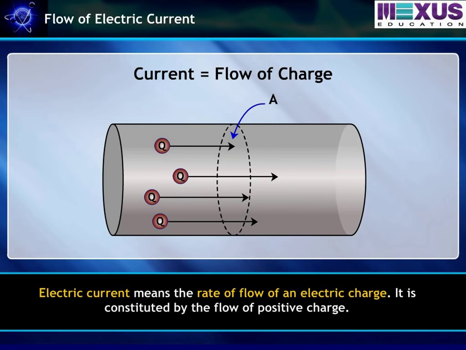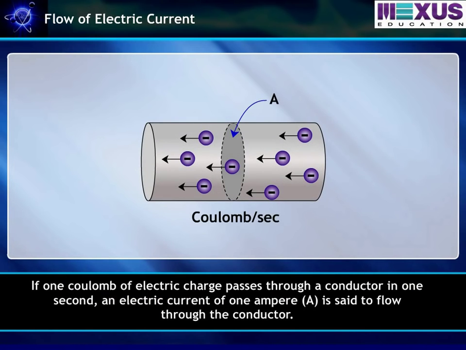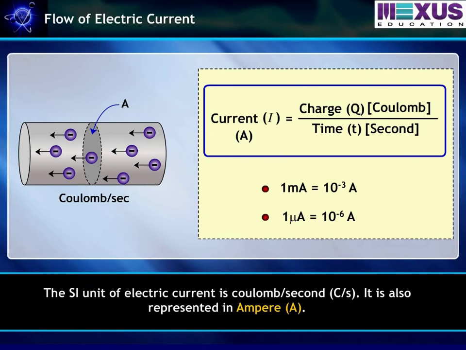Electric current means the rate of flow of an electric charge. It is constituted by the flow of positive charge. The net quantity of an electric charge flowing through any cross-section of a conductor is defined as electric current. If 1 coulomb of electric charge passes through a conductor in 1 second, an electric current of 1 ampere is said to flow through the conductor. The SI unit of electric current is coulomb per second. It is also represented in ampere.